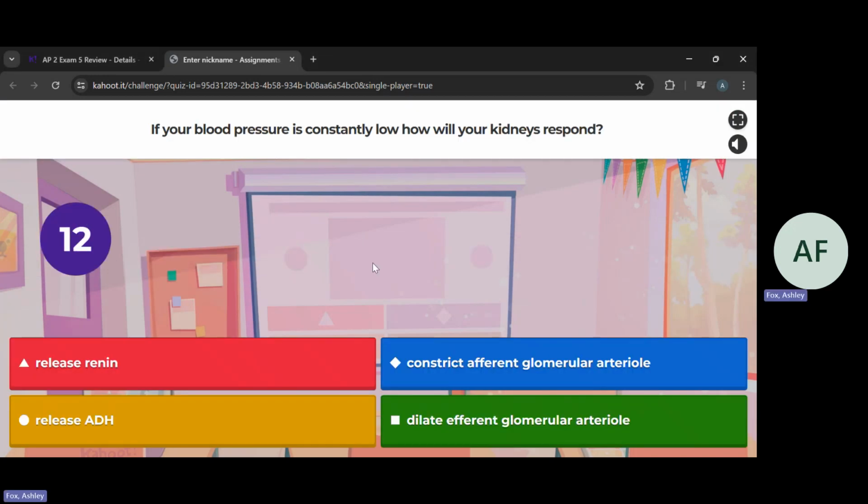If your blood pressure is constantly low, how will your kidneys respond? Release renin, constrict afferent glomerular arteriole, release ADH, dilate afferent glomerular arteriole.